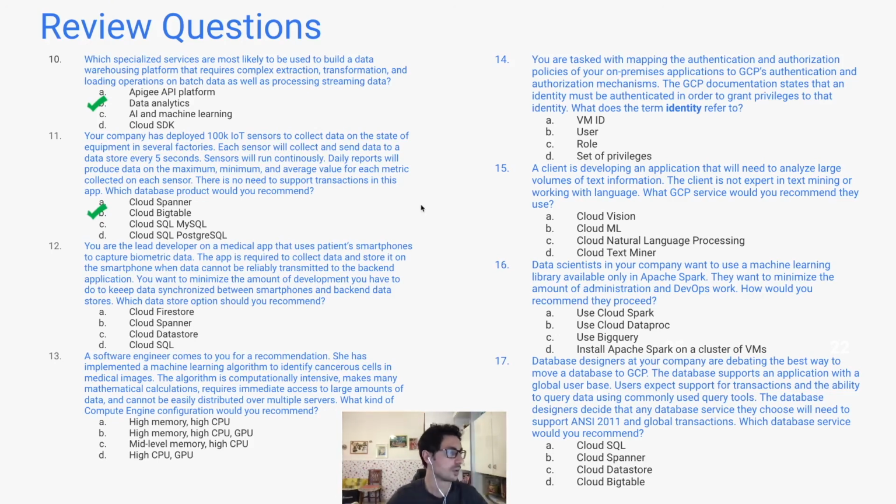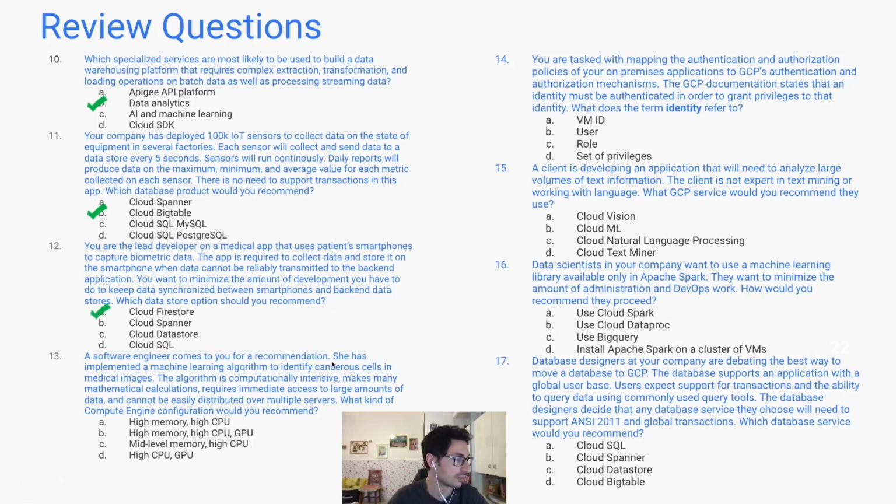You are the lead developer on a medical app that uses patients' smartphones to capture biometric data. The app is required to collect data and store it on the smartphone when data cannot be reliably transmitted to the backend application. You want to minimize the amount of development you have to do to keep data synchronized between smartphones and backend data stores. Which data store option should you recommend? If you remember, again, when we have unreliable networking, it's Cloud Firestore.